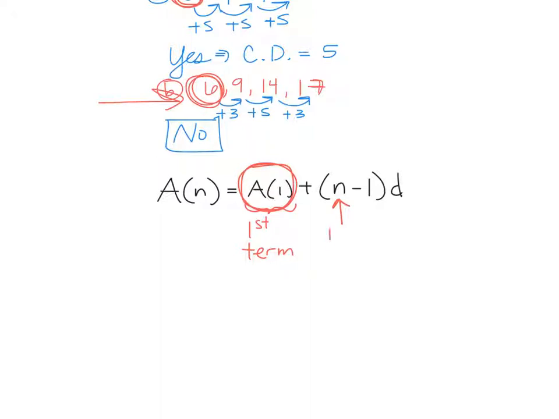This is whatever term number you are solving for. So this number and this number are both your term number. Say I want to know the 5th term in the sequence. I would plug in a 5 in both of those places. Say I want to know the 100th term of the sequence. I would plug in a 100 in both of those places. And then the last thing in the formula is this D, and that's your common difference.